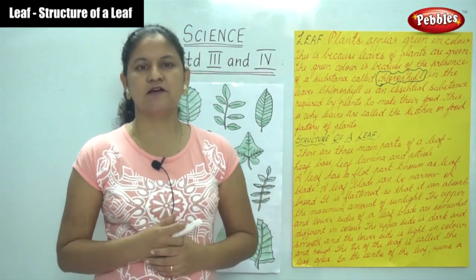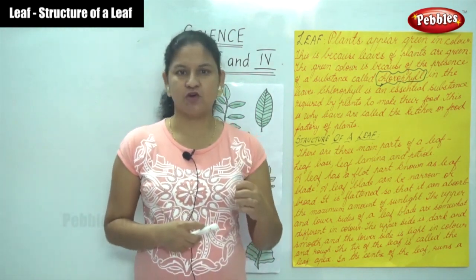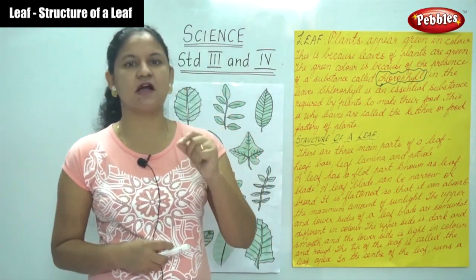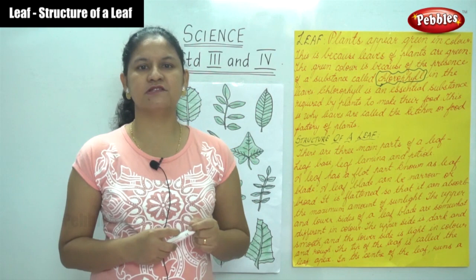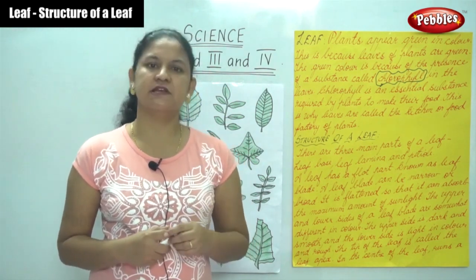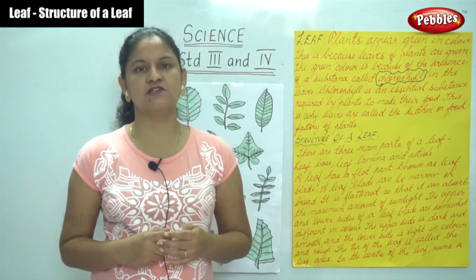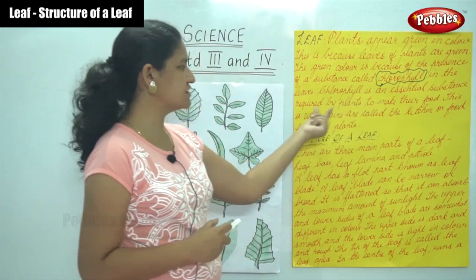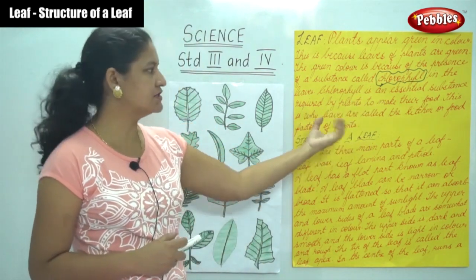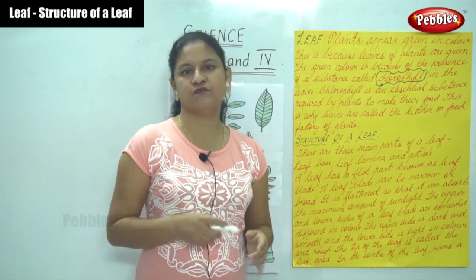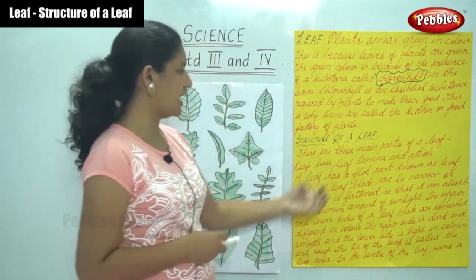So plants are green in color because the leaves are green, and the leaves are green because of the presence of a substance called chlorophyll, and chlorophyll is what allows a plant to prepare its own food. So chlorophyll is an essential substance required by plants to make their food. This is why leaves are called the food factory or kitchen of the plant.